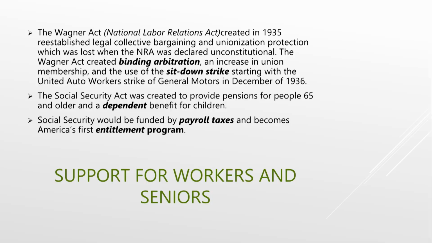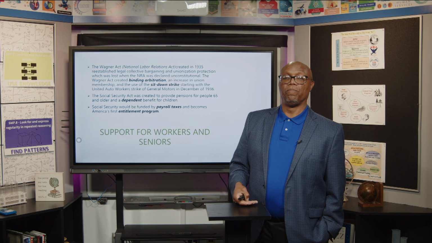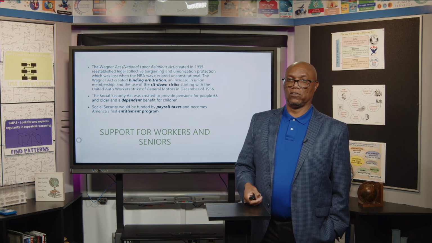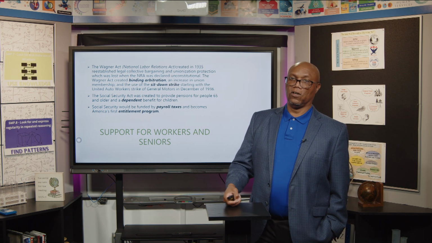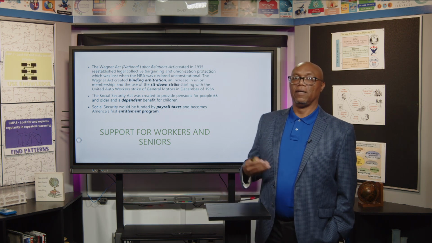The Social Security Act was created to provide pensions for people 65 and older, and a dependent benefit for children. If you were blind, if you were disabled, or if you were a child and dependent, you could get some type of government pension. Social Security would be funded by payroll taxes, FICA, and becomes America's first entitlement program. Entitlement programs are those programs that you're entitled to because you're an American citizen and you meet certain qualifications. We would include things like Social Security, Medicare, Medicaid, that kind of thing.